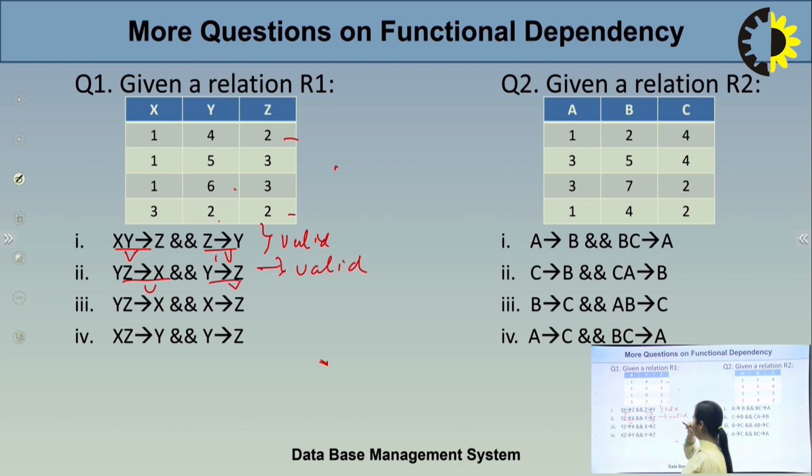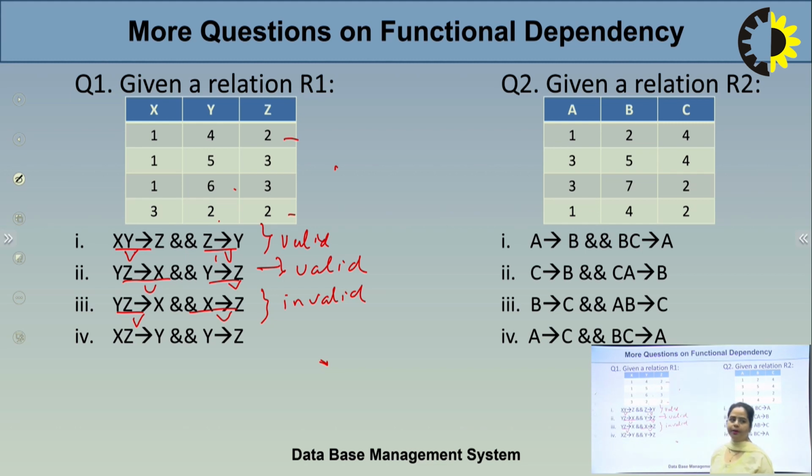Next, check for Y and Z. The values of Y and Z are distinct, so we do not need to check further conditions. So this is a valid functional dependency. And X tends to Z: on 1 we get 2, on 1 we get 3. There is a violation of the functional dependency condition, so this is invalid and this is combinedly invalid.